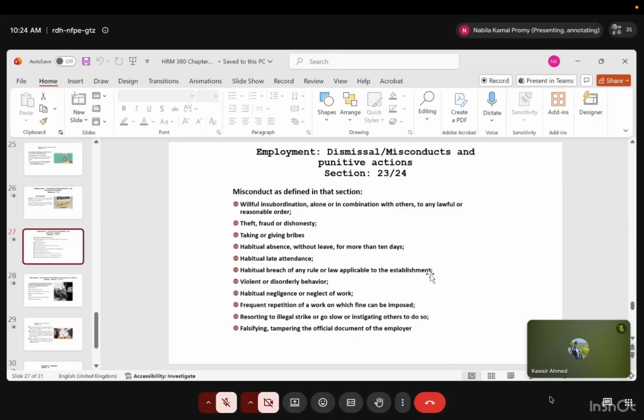Or let's say you have got involved in an illegal strike. You are striking for a reason that has no legal basis. Again, in that case, the employer can instantly dismiss an employee. And lastly, falsifying or tampering with an official document. You gave false information in an official document, or made a false report. If it is proven, then the employer has the right to dismiss the employee.